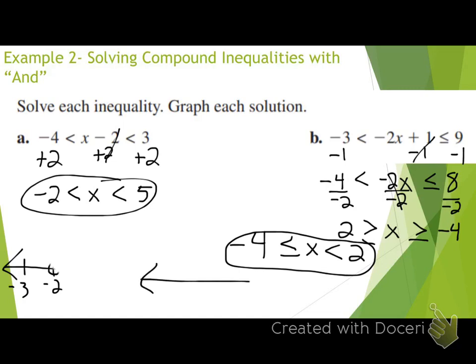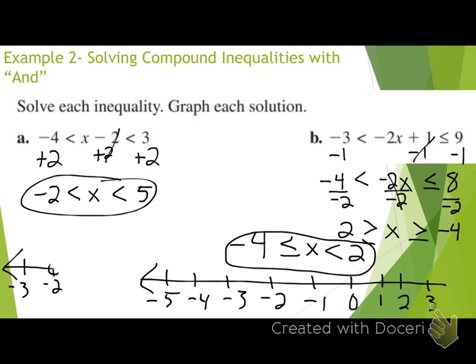Graphing it real quick. Open or closed circle on negative 4? Closed. Open or closed circle on 2? Open. And where would the overlap of the shaded regions be? If I'm greater than negative 4 and less than 2.